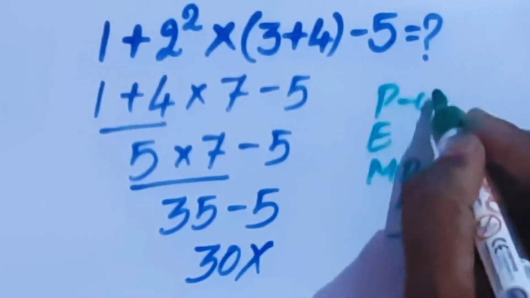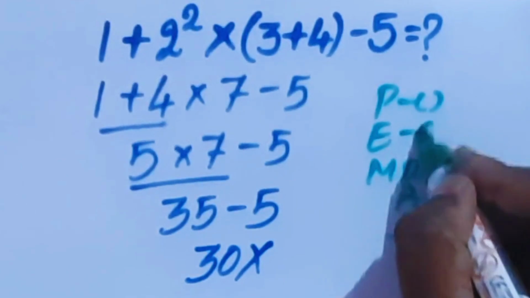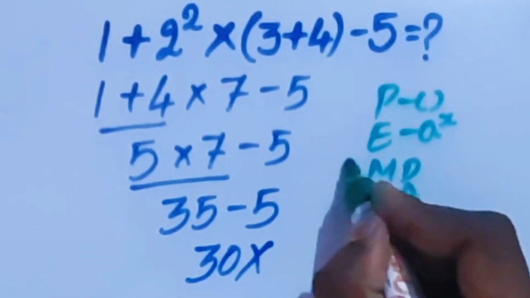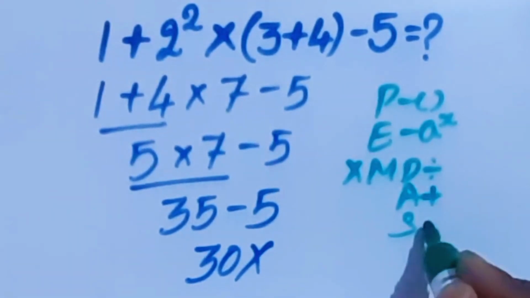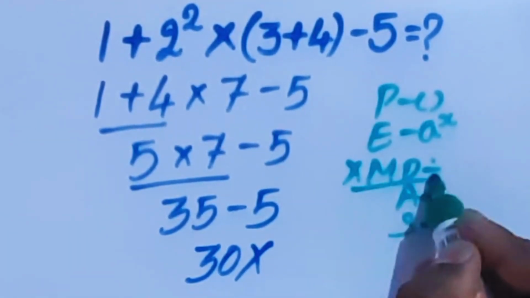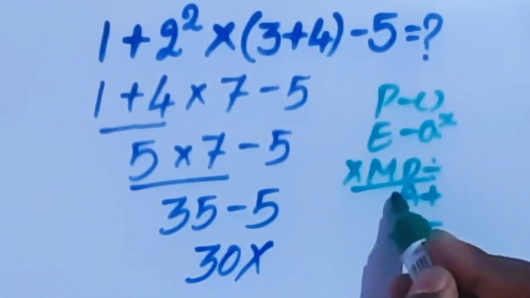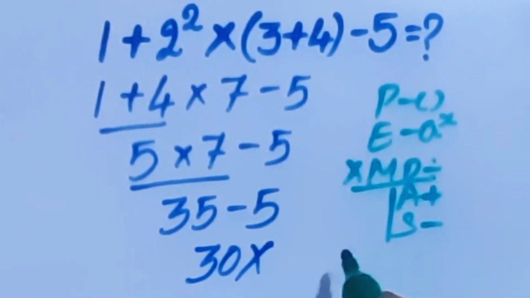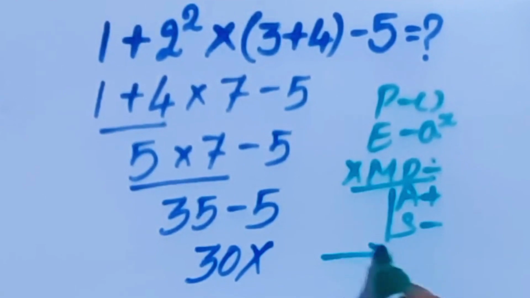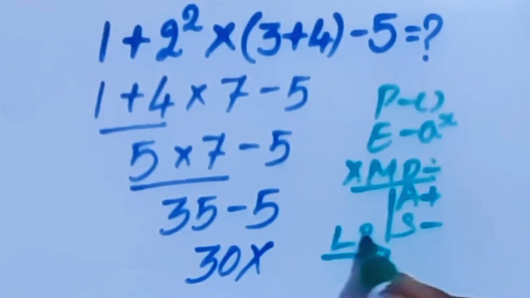Here this is a bracket, higher priority than other operations. This is exponent. M stands for multiplication, D stands for division, A stands for addition, S stands for subtraction. Here multiplication and division are equal priority. Also addition and subtraction are equal priority. For equal priority, we are going to introduce another rule called left to right in the problem.